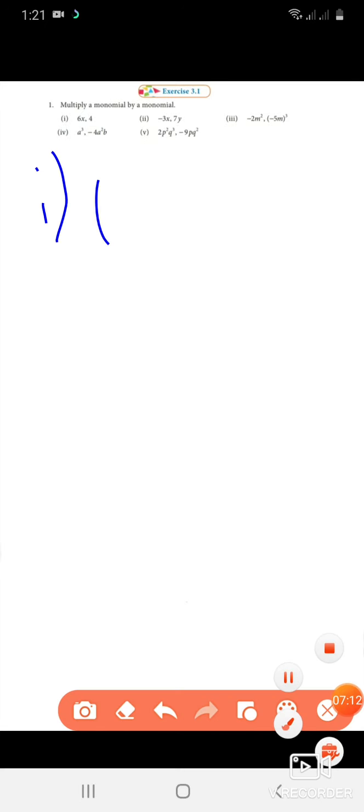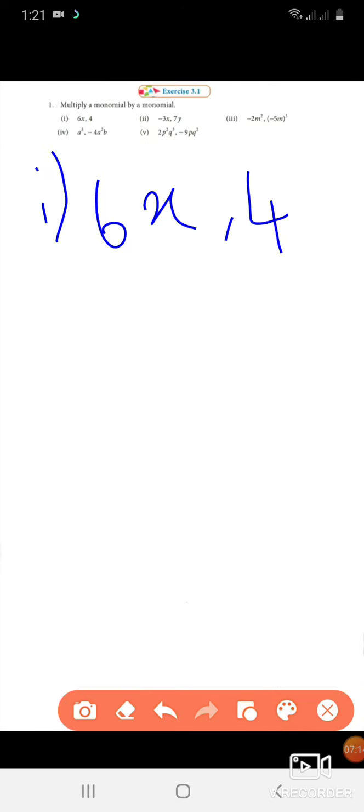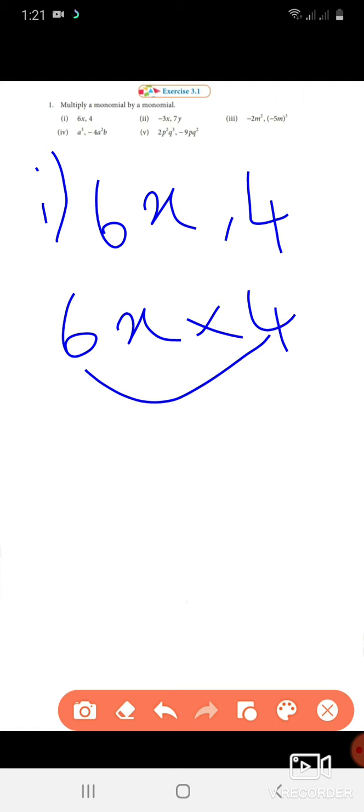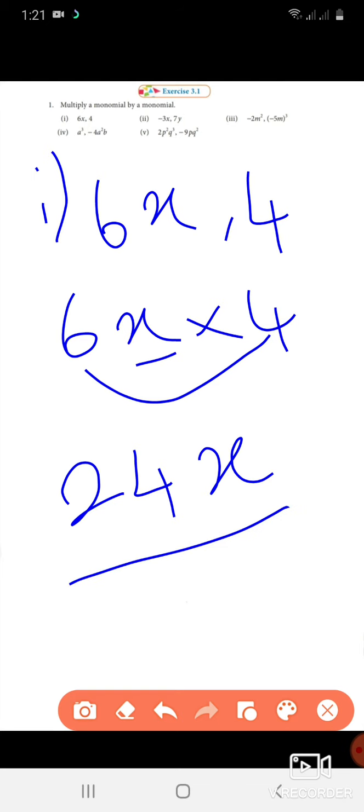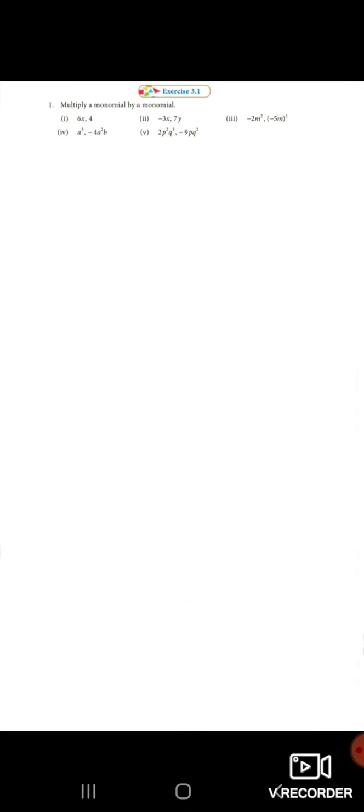First one, 6x comma 4. So 6x into 4. What do we have to check? First, the sign. Both signs are positive, so you get a positive value. 6 into 4: 6 4s are 24, and the variable is x. Here we don't have a variable in the second term, so only this x. So the answer is 24x for the first problem. Okay. Next one.